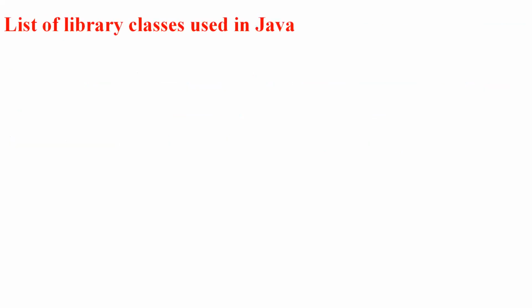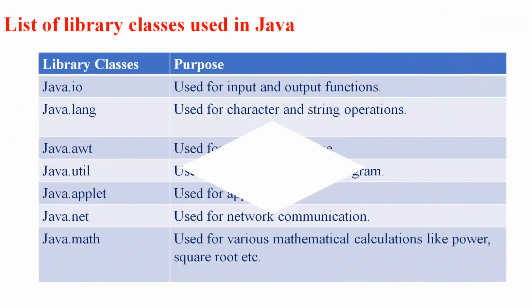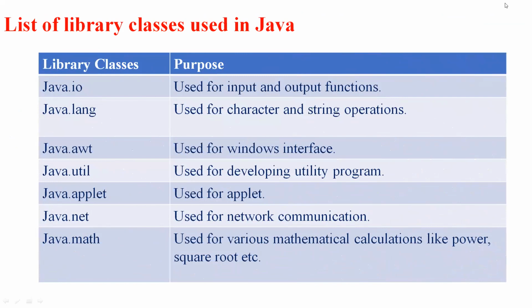Here is a list of commonly used Java libraries. The very first one is java.io. It is a Java library used for IO operations. IO is nothing but input as well as output functions. So in order to perform any input and output functionality, we use this java.io library.